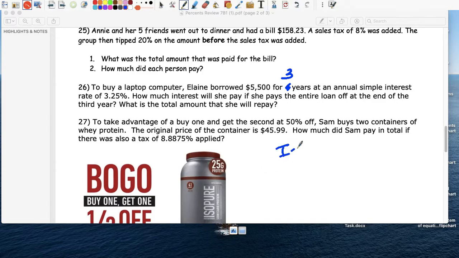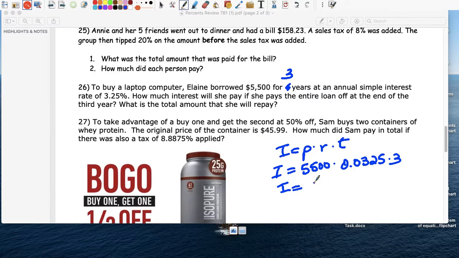So I equals PRT. We borrowed 5,500. The interest rate was 3.25%, or 0.0325, for 3 years. So just in interest, 5,500 times 0.0325 times 3. If you pay it off in 3 years, you're going to pay $536.25. So that's the first question: how much interest? She's going to have to pay this much.